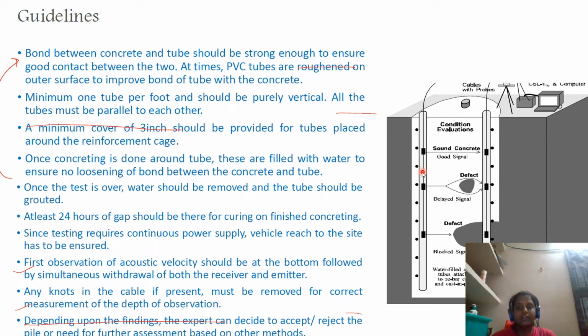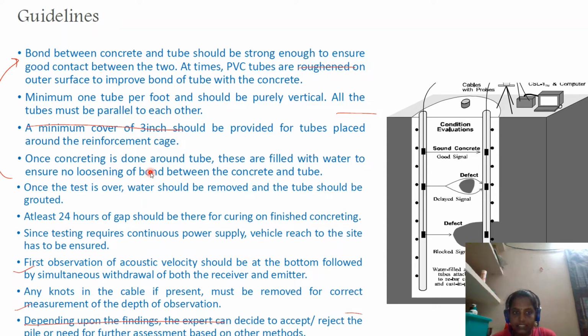Cover is like when we do our reinforcement casting for a slab or beam, we give a cover. For a foundation it is 75 mm cover. We keep cover blocks to ensure that the reinforcement is covered with that much thickness of concrete. So for the PVC pipe you have to provide a minimum cover of 3 inches in your reinforcement cage.